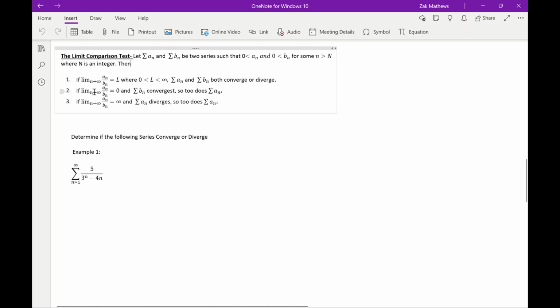So then, if the limit as n goes to infinity of the ratio of an over bn is equal to L, where L is between 0 and infinity, then an and bn, the series, both converge or both diverge. That is the same as our integral limit comparison test. If the limit as n goes to infinity of that ratio an to bn is equal to 0, and the series bn converges, so too does the series an. And if we take the limit of the ratio an to bn, if that goes to infinity and bn diverges, so too does an. So we can correct that. Made a mistake on about every line there. So I've got them all fixed now. So again, if the limit of the ratio is going to infinity and the bn diverges, so too does the an.